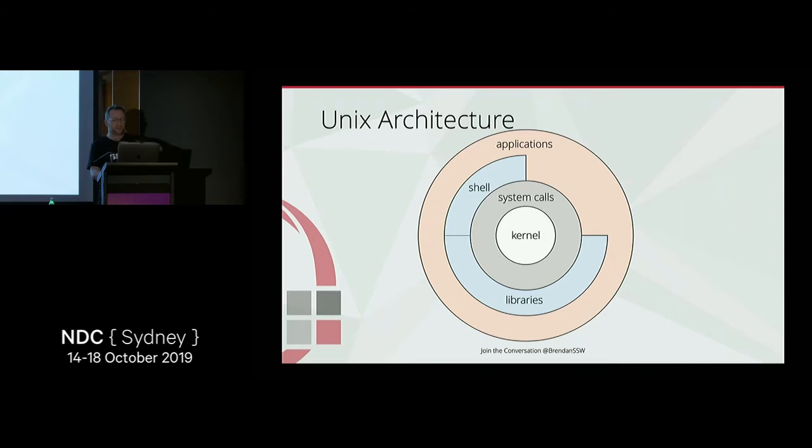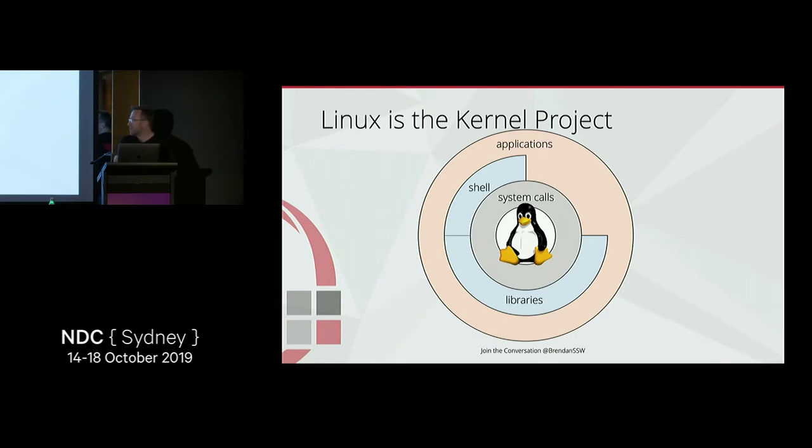Then around the outside you've got the shell, which is your kind of low-level command line for interacting, and then you've got libraries and applications on the outside. So Linux is just that bit in the middle. So when you talk about a Linux operating system, it's really a Linux-based operating system. Linux is the bit in the middle that manages the kernel. Everything else is different. Everything else are other packages.